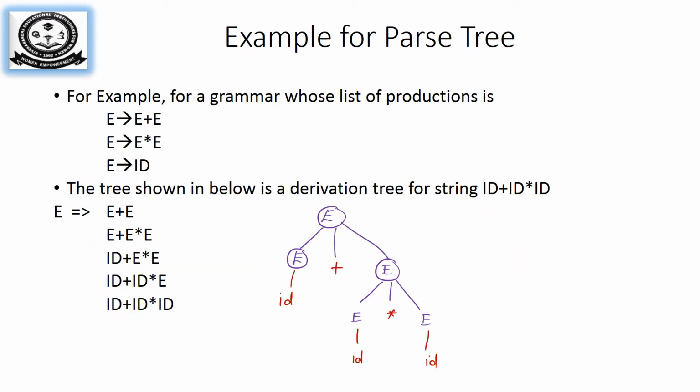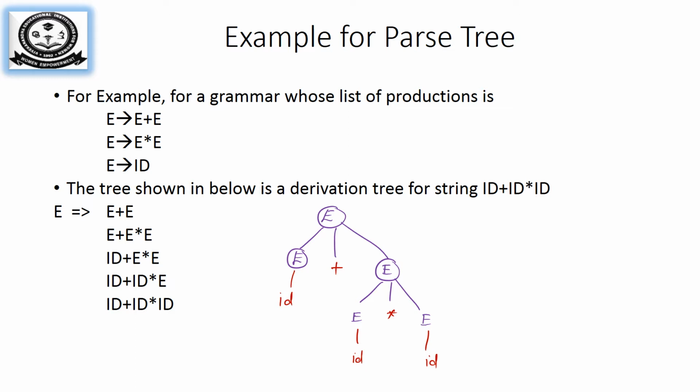Now let us see an example. I have given a grammar E implies E plus E, E star E, and E implies ID. How can a derivation tree be derived for the given input string ID plus ID star ID? We can derive it in this form. I will take first the production rule E implies E plus E. For the first E I will keep E, for the last E I am substituting E star E, then I am substituting ID for each E. So E will be your starting symbol, E plus E, then I have derived E star E, then all the E's are replaced with ID. This is how a parse tree will be constructed.